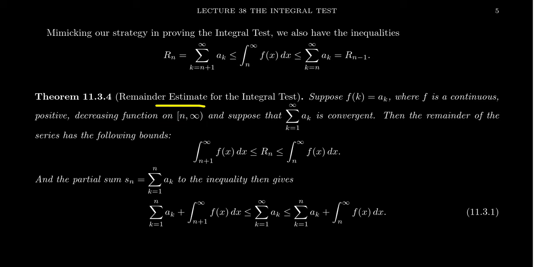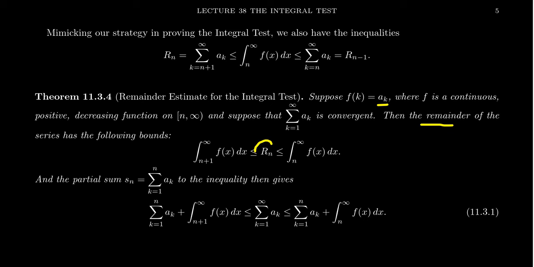And so we'll get the following result here. This is a way of estimating a series to which the integral test applies. So let's take a sequence a sub k, which comes from a continuous positive decreasing function f of k on the interval n to infinity. And now let's say we use the integral test to determine that the series from k equals 1 to infinity of a sub k is convergent. Well, then this remainder term R sub n will be bounded above by the integral from n to infinity of f of x dx. It's bounded below by the integral from n plus 1 to infinity of f of x dx.